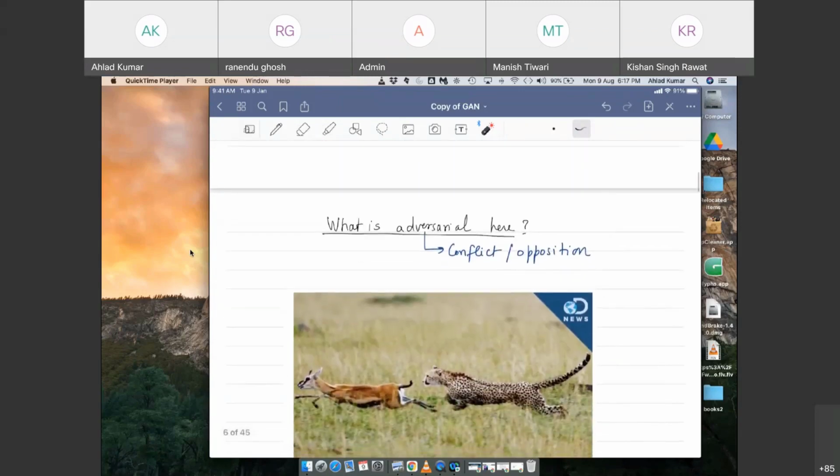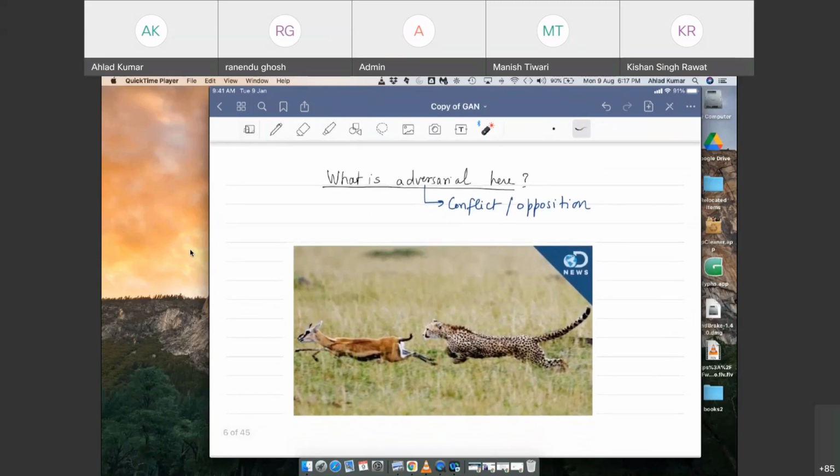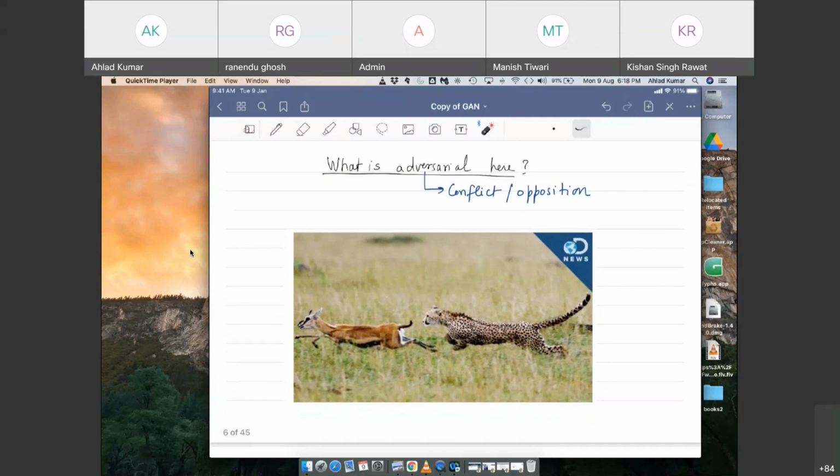Okay, so now the second term that comes into this generative adversarial thing is adversarial. If you look into the dictionary, it says it's basically a conflict or an opposition. That means in this particular generative adversarial concept, there must definitely be some conflict or opposition going on that will create some sort of learning phase. So here, what adversarial means, in terms of the picture I was trying to show you here. You can see there is a chase going on between two animals. One is the cheetah, and the other one is a deer. There is a chase going on in terms of the hunting process.